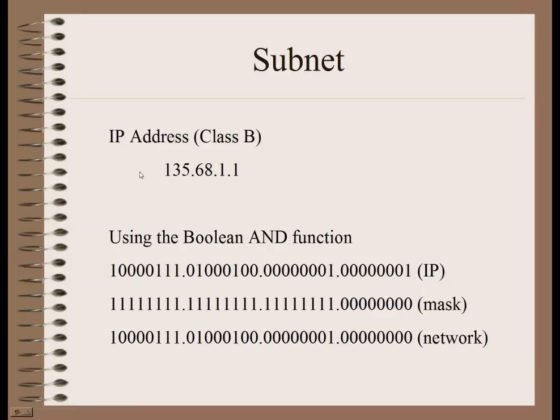If you remember on that first slide or the second slide, we showed that the class B default subnet mask was 255.255.0.0. Now down here I've changed that subnet mask to 255.255.255.0. So I've changed this octet from zeros to all ones. By doing that, I've created a subnet within this class B range.